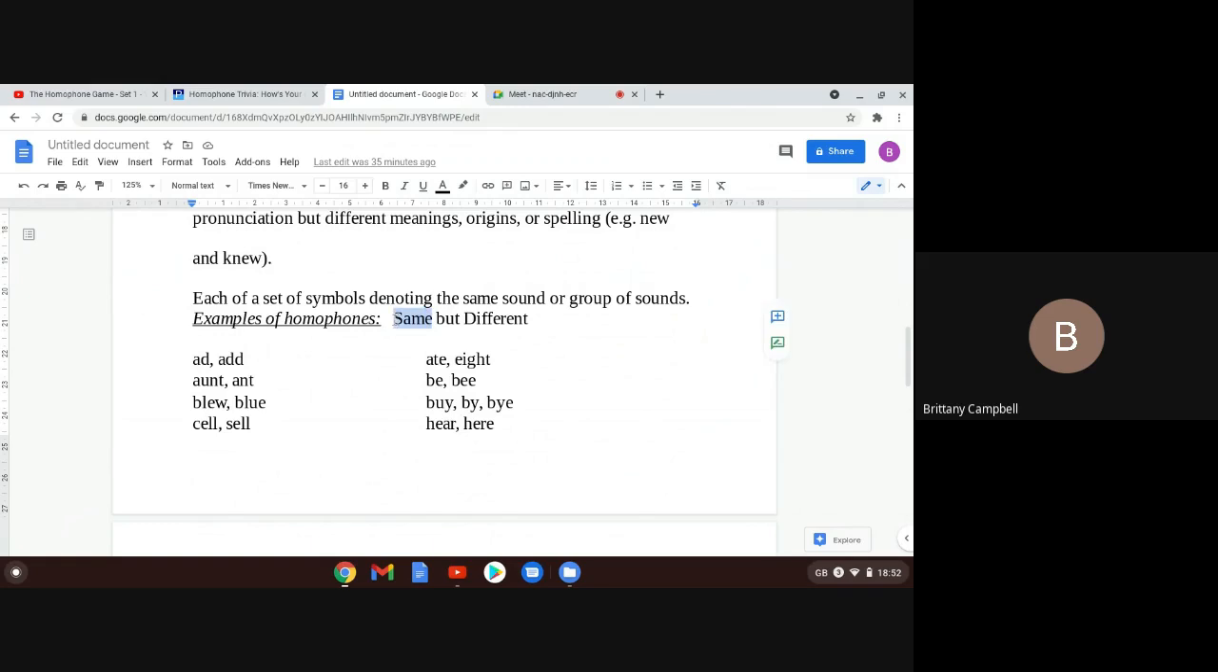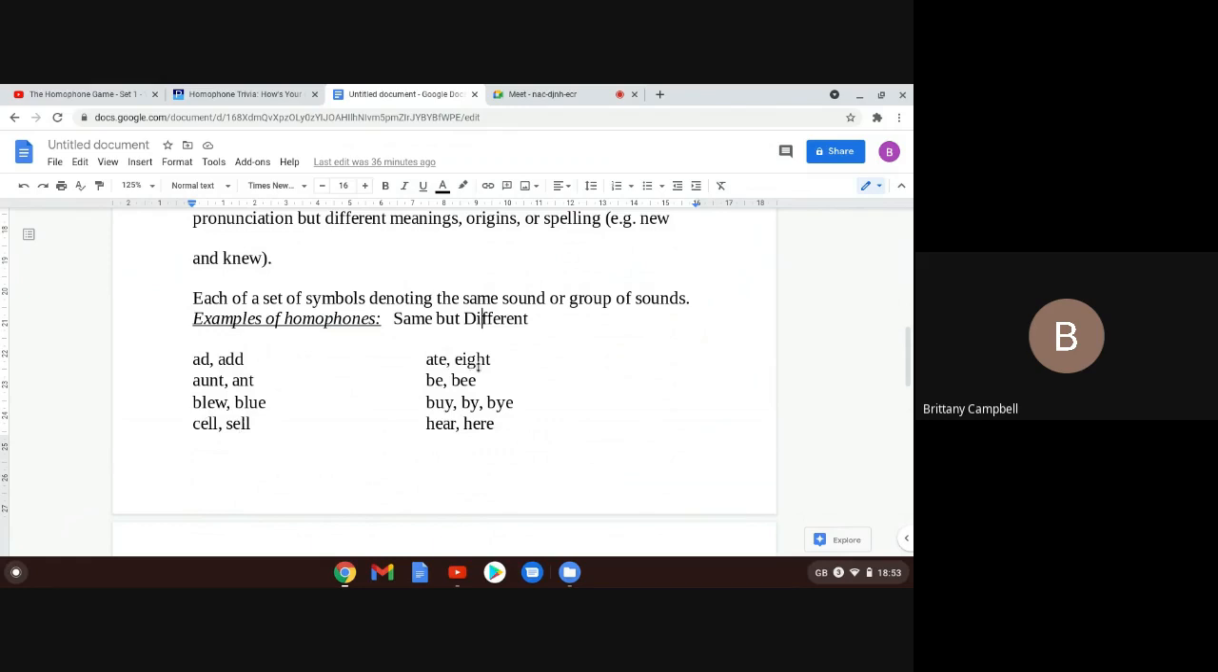If you realize, it says same but different, contrasting, right? So same referring to the sound. Think about phone. When we talk on the phone, it's really sound, yes? But different in terms of what? The pronunciation and even the spelling. Looking at add and add, aunt, blue, sell, sell. What else do we have over here?